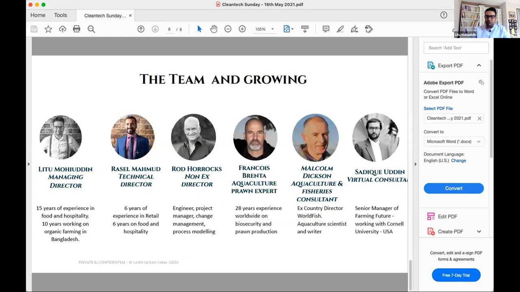In terms of the number of people we would need to work with, Russell, my business partner, is leading that project. He's a technical director. Malcolm was WorldFish director in Bangladesh, and Sadiq is a senior manager of Farming Future, and Francois and Rod work together. So we'd need a lot of people who have an understanding of this aquaculture project as well as this market, and at the same time how it can be developed. Thank you very much. Any questions I will answer when the Q&A comes.